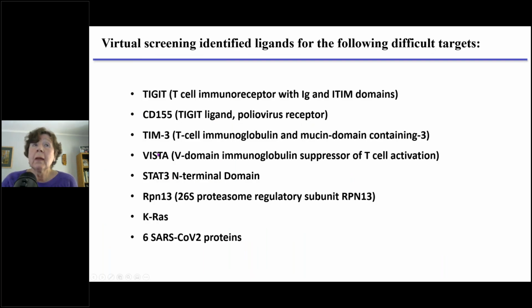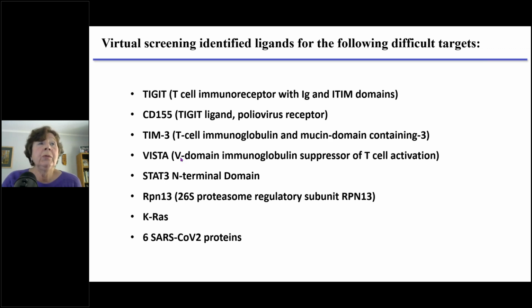Just to get a little bit ahead of myself, the answer to the question is partially yes. A virtual screen indeed reduces the number of undruggable targets significantly. These are just some examples of classical undruggable targets for which we have been able to identify and confirm ligands using this approach.